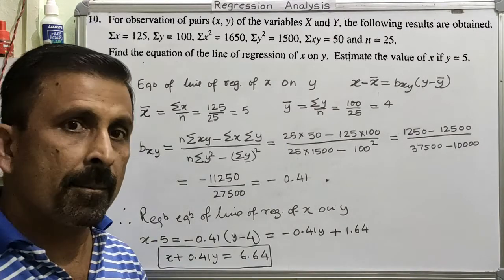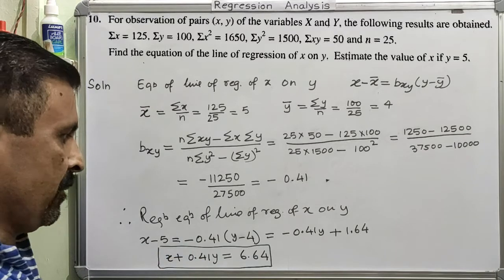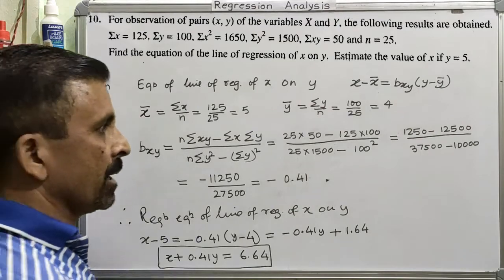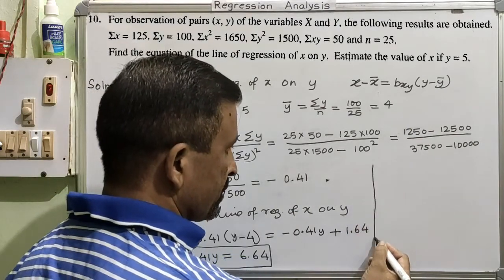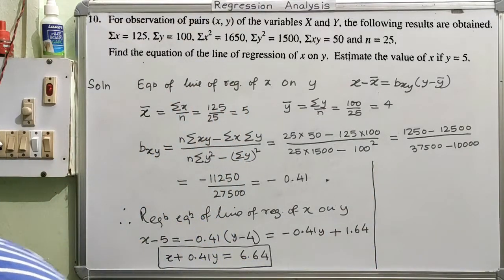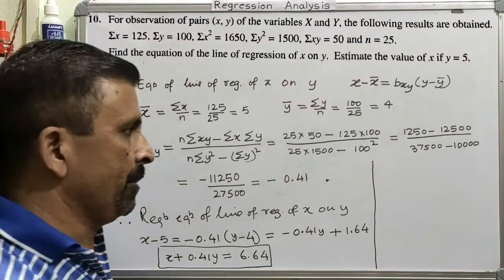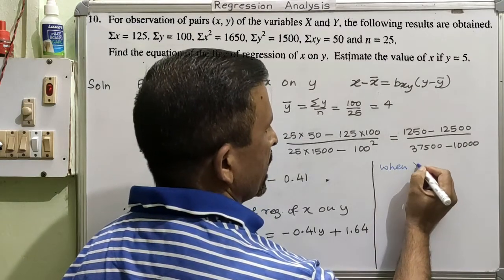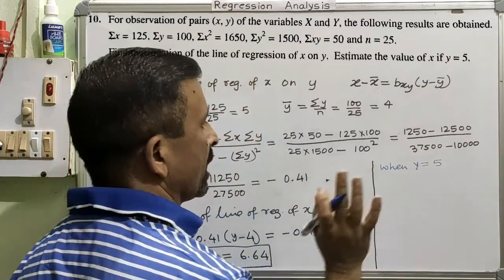Am I very clear? So this we have calculated. This is the end of your part 1. Clear? Now there is another part also of this question. So let us see that another part of this question with a different color. The another part of the question says, estimate the value of x if y is equal to 5. So when y is equal to 5, we have to find the value of x.